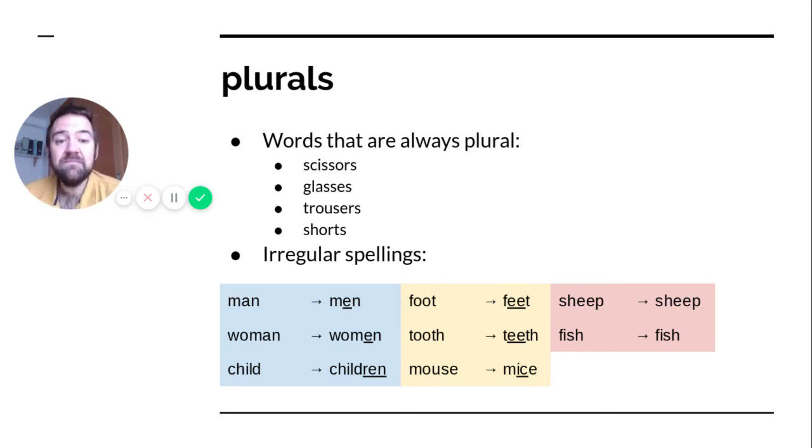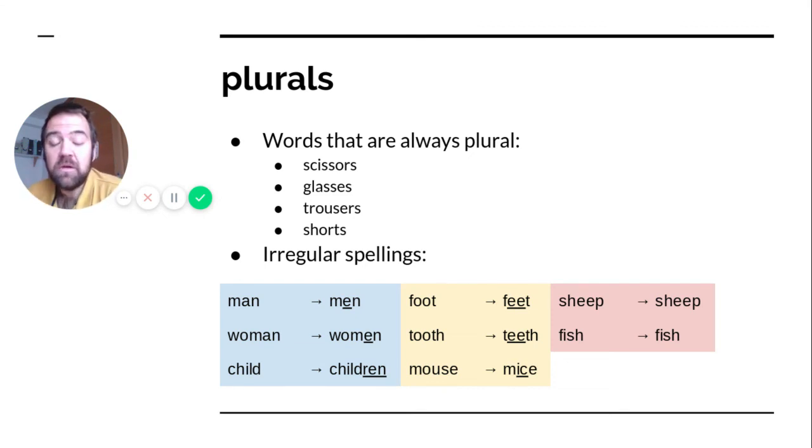And then finally, there's some plurals that in the singular and the plural, they stay the same. So sheep is sheep, one sheep, or a lot of sheep. Fish is the same, but it is actually now accepted to say fishes, but it should be more correct to say fish. So fish and fish.